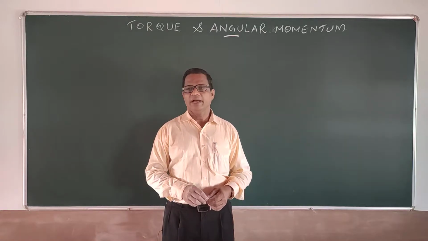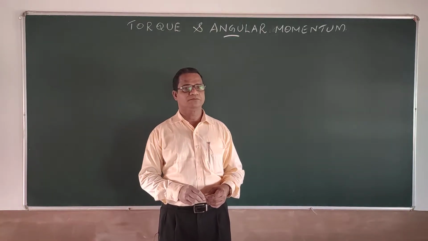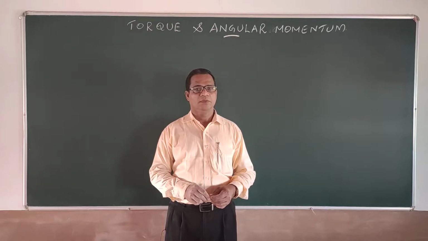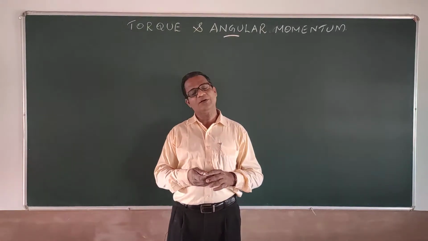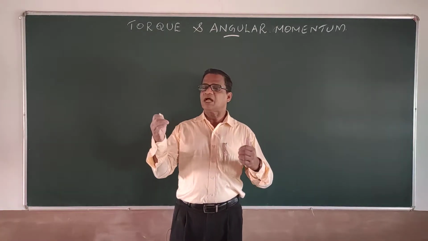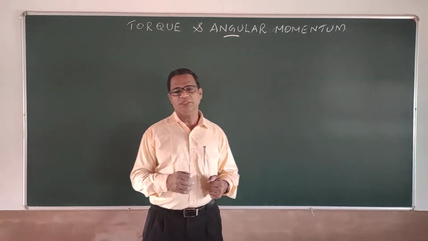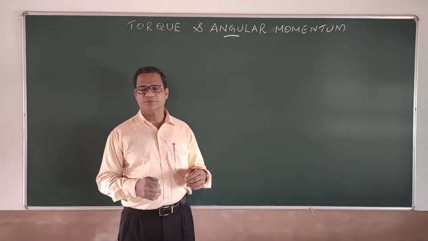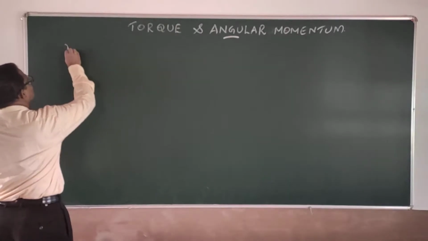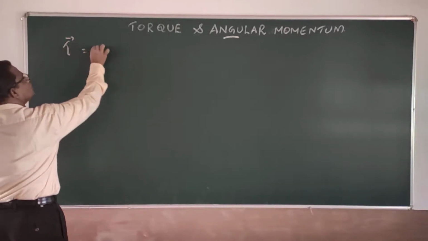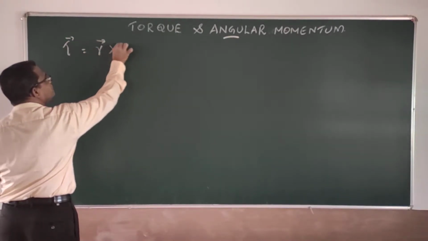Torque and angular momentum. So before going straight into the angular momentum part, let us start with the torque and see where we reach. Now torque tau, we understood, is equal to R cross F.